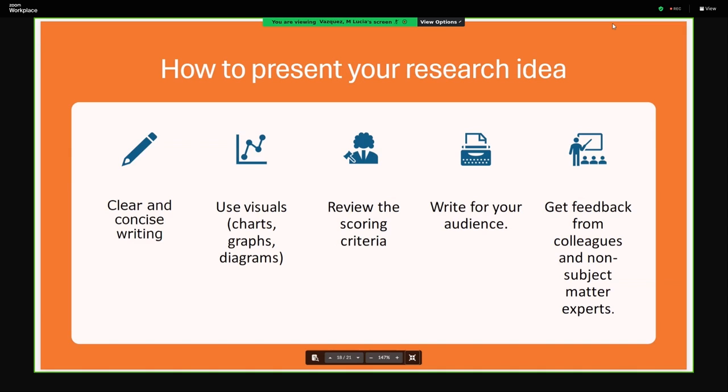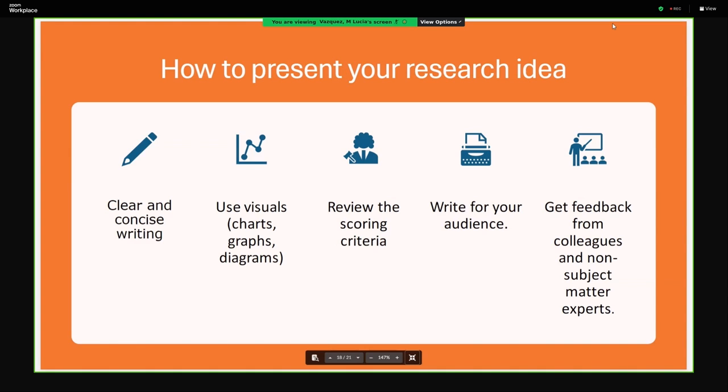We'll have a workshop on logic models, but it's a way of really summarizing what's going on in your project. In some cases, the granting agency provides a scoring criteria. And if they do, use it because it's going to help you prepare a really good proposal and tailor it to what they're looking for when they're reviewing the proposal.